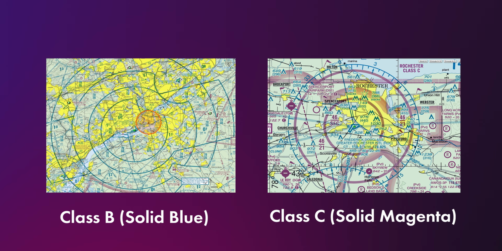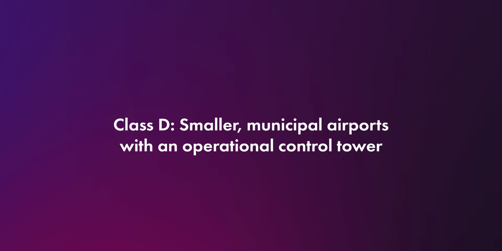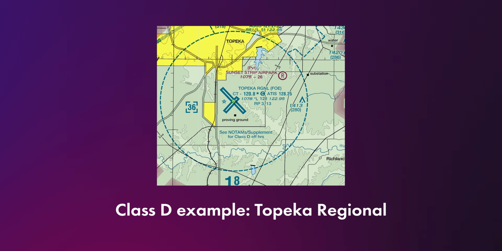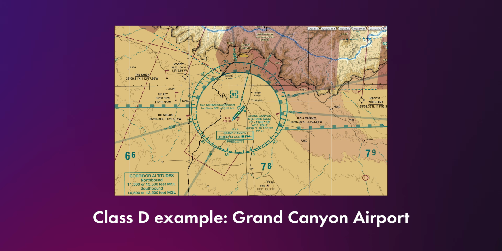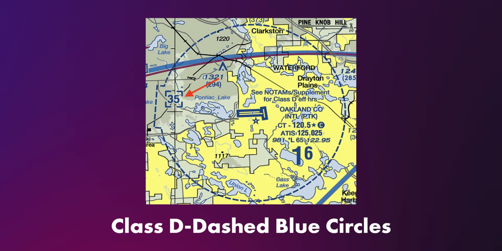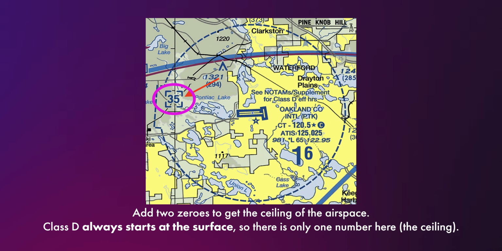Both require authorization, but the charts look different. Class D surrounds smaller airports that have an operational control tower but no radar approach control. These are your regional airports, your smaller municipal airports with regular general aviation and some commercial traffic. On a sectional chart, Class D appears as a dashed blue circle. Note the dashed line, which distinguishes it from Class B's solid blue lines. The ceiling is noted in a box on the chart in hundreds of feet MSL.